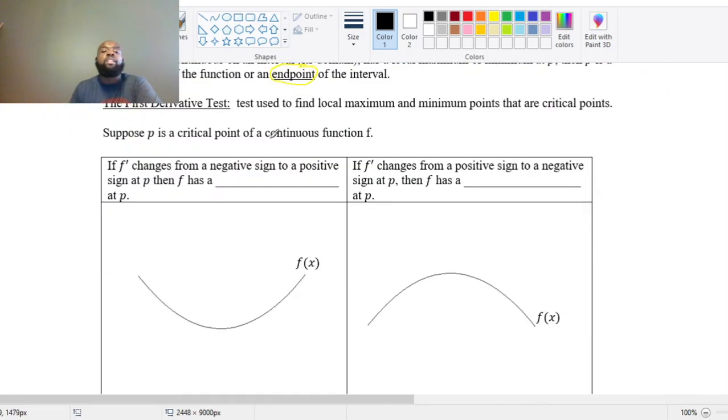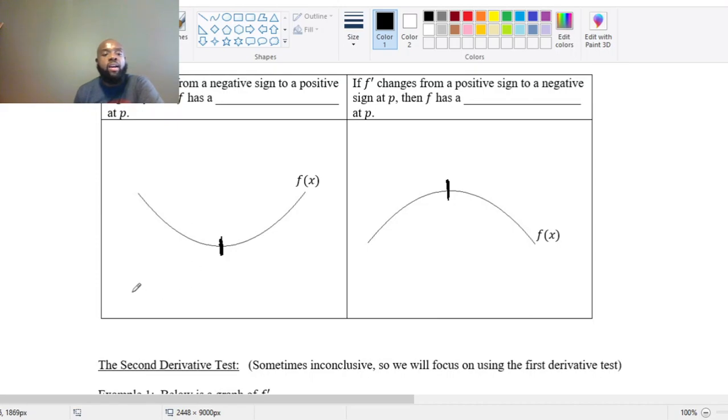It says, suppose p is a critical point of a continuous function f. So I have two continuous functions f here, and our critical points are going to occur where our derivative equals 0 or the derivative is undefined. So we can know here our critical point is going to be at that value for that function, and it's going to be there for that function, right? And the reason I know it's a critical point is because that's where my horizontal tangent line is, right?